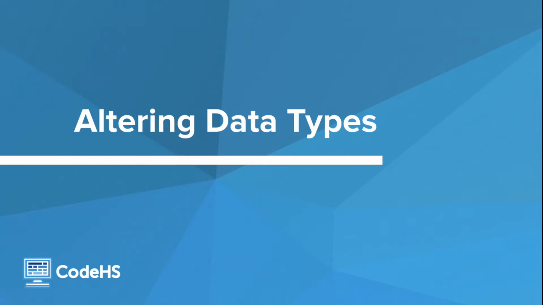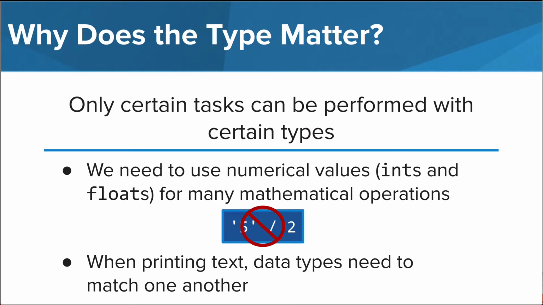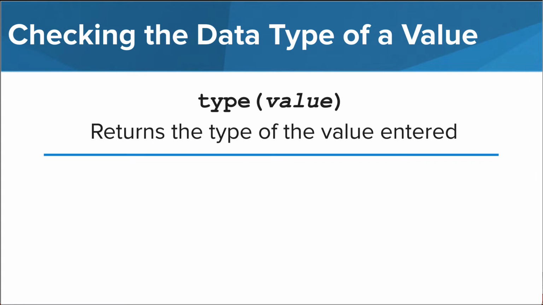Hi, in this lesson, we'll learn how to check and change the data type of a value. So far, we've learned a bit about 4 different data types: strings, integers, floating point numbers, and booleans. We also learned that only certain tasks can be performed with certain types of data. So, is there a way to check the data type of a value? Yes, the type function is built in for just this reason. We enter the value we want to check inside parentheses, and the function will return the type to us.